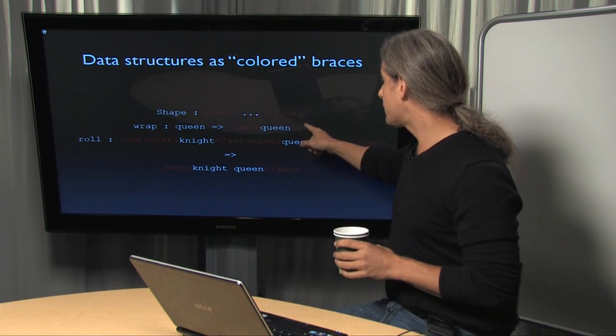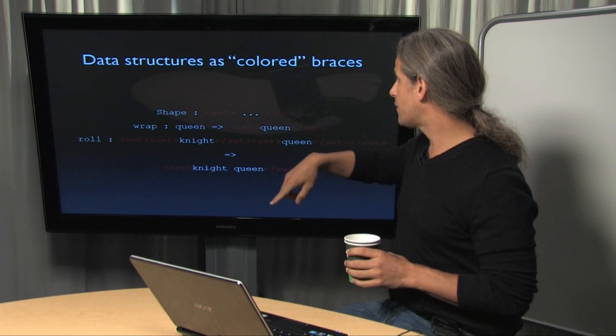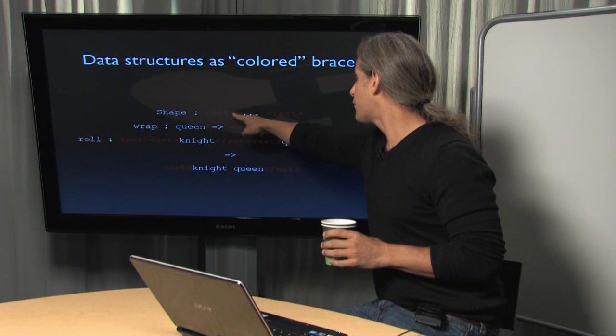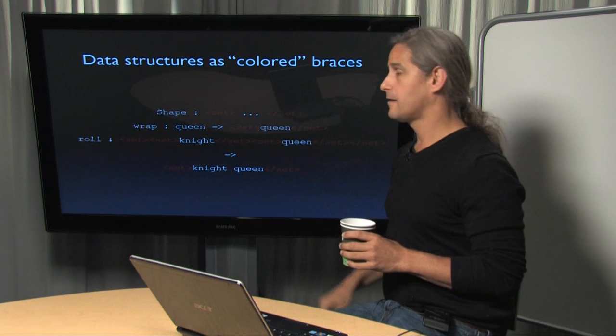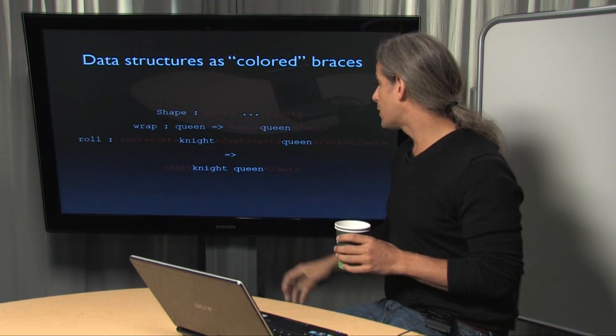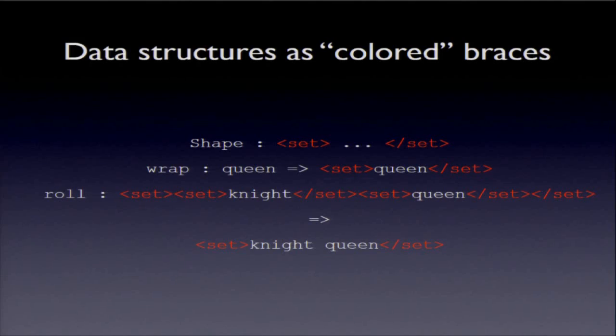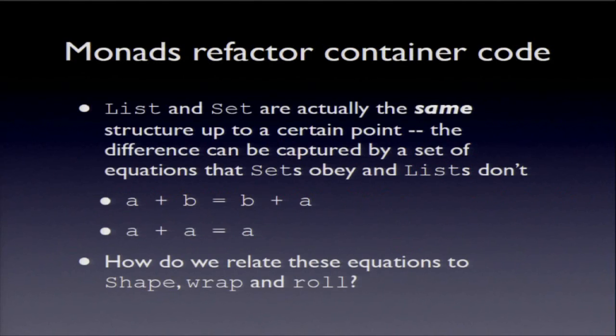I just redid the same structure we saw before, where we now think about the tag set as meaning what it intuitively might mean. We make a set of whatever junk is in between the tags. So a set that contains the element queen, a set that contains a set which contains knight, and also the set queen. And when we flatten that out, we roll it up, we have a set that contains the knight and the queen.